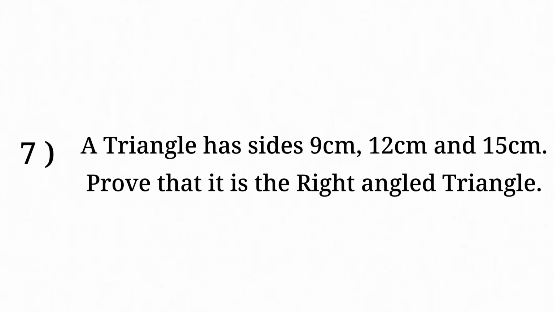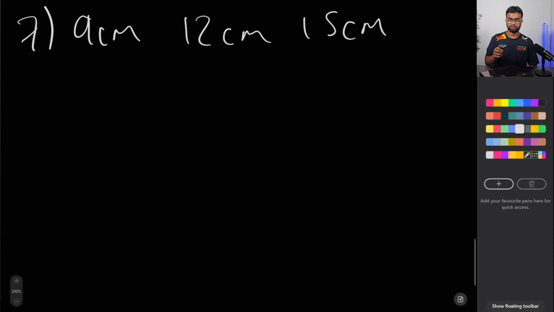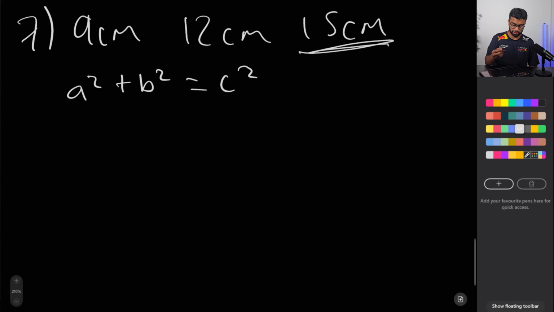Question 7 tells us a triangle has sides 9 centimeters, 12 centimeters, and 15 centimeters, and asks us to prove that it is a right angled triangle. So the way we can do this is, if a triangle is right angled, it will follow a squared plus b squared equals c squared, and c being the hypotenuse. So that would be 15 centimeters because that's our longest length.